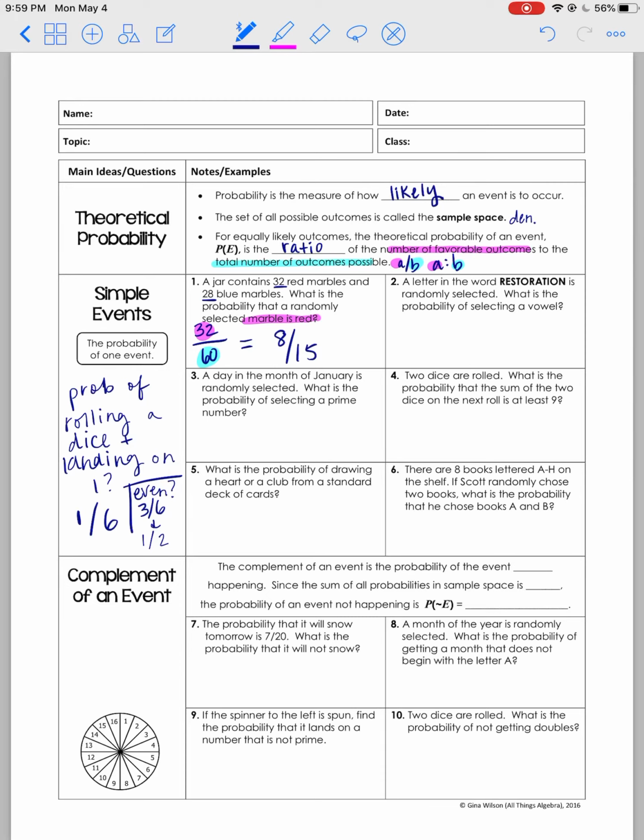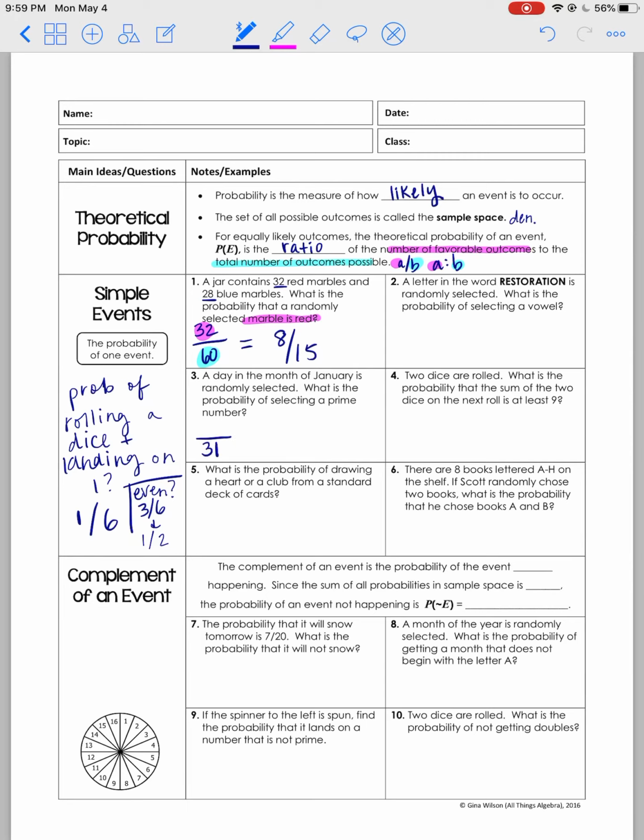A day in the month of January. Well, if you do not know how many days are in the month of January, you have a great advantage right now, and that is you are sitting at your computer. If you were doing a question and you didn't know how many days were in that month, just look it up. Please do not say you can't do the question because you don't know how many days are in the month. So there are 31 days in the month of January.